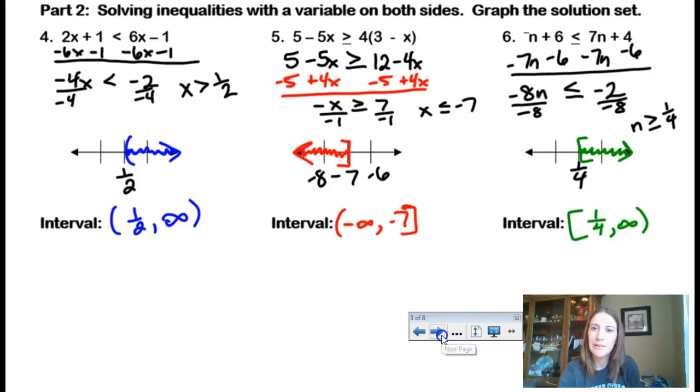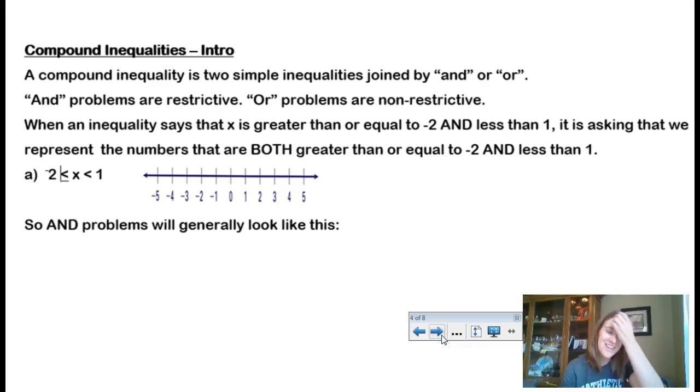Oh, not done. We have to talk about compound inequalities. Compound inequalities are where we're just going to have two inequalities put into one problem, and then they're going to have a conjunction between them, either the word and or the word or. And if you think about what and versus or, they have very different connotations.